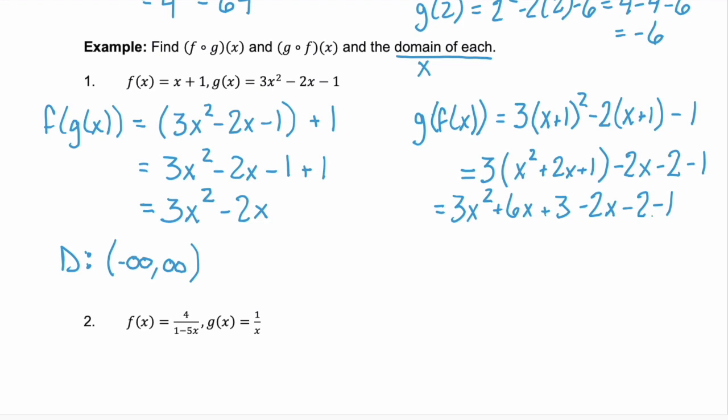Now we want to start combining those like terms. We only have the 1x squared, and that's 3x squared. We have a plus 6x and a minus 2x. That becomes plus 4x. And we have a positive 3 minus 2 minus 1. Those simplify out. Now let's look at the domain. What is the domain for this? Well, again, are there any values that x can't be? No. So x is going to be all real numbers, or the interval negative infinity through infinity.